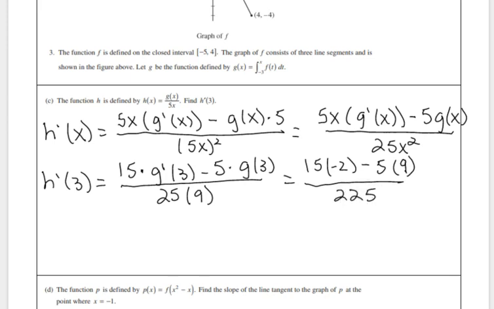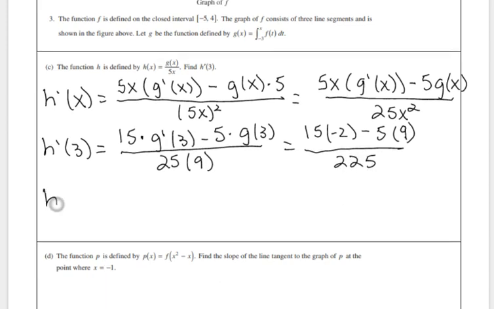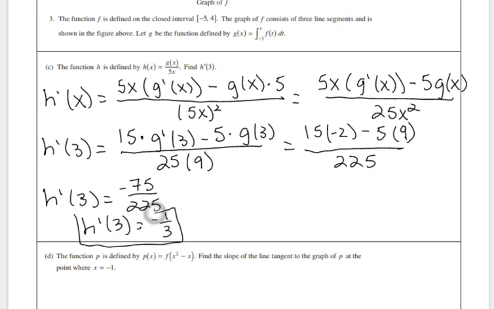Right? 25 times 9. So let's see, h prime of 3 is equal to negative 30 minus 45 is going to get us negative 75 over 225. So we really get h prime of 3. If we want to simplify it down, we'd get negative 1/3. And of course, you don't have to simplify it down. AP would take really anything from this step forward. They would give you the point for the answer. You don't have to simplify it down.